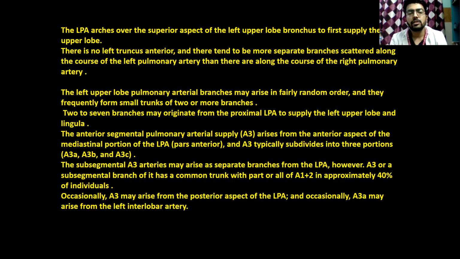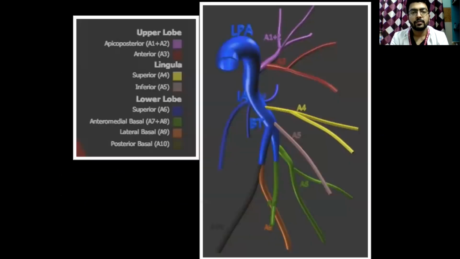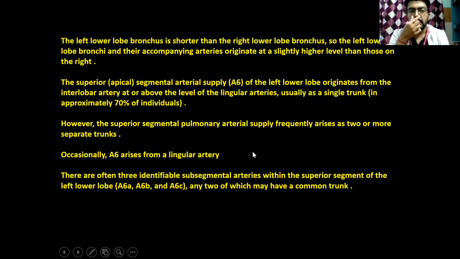However, A3 or a subsegmental branch of it has a common trunk with part or all of A1 plus 2 in approximately 40% of individuals. This is the upper left pulmonary artery, A1, A2, A3, A4, A5, A6, and A7, A8. The left lower lobe bronchus is shorter than the right lower lobe bronchus. So the left lower lobe bronchi and their accompanying arteries originate at a slightly higher level than those of the right.